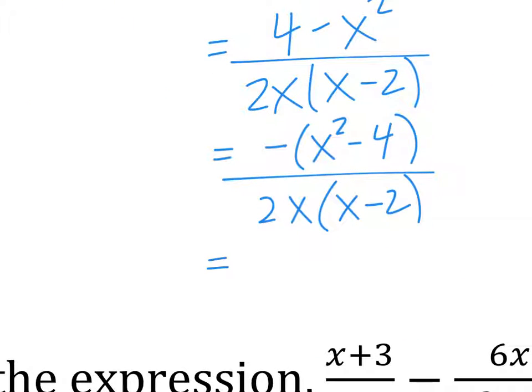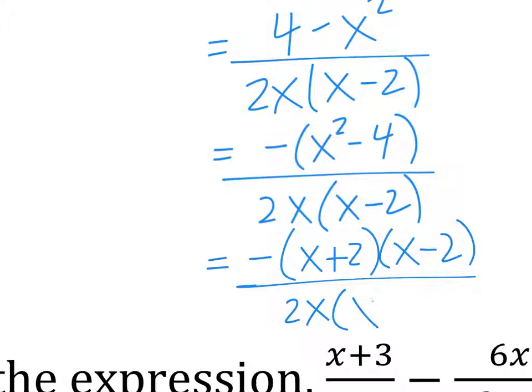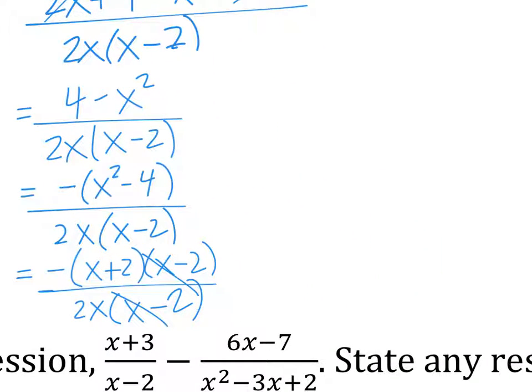Okay, and then this becomes negative x plus 2, x minus 2 over 2x times x minus 2. All right, at this point you can cancel. Now we have an answer. Now let's talk about the interesting thing about this answer. There are four common ways I see people write this answer. Only a few ways are correct.